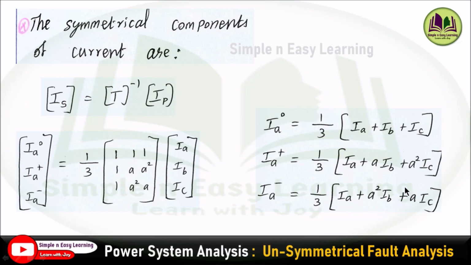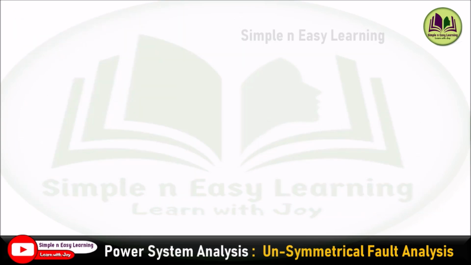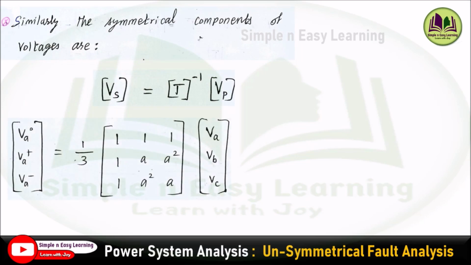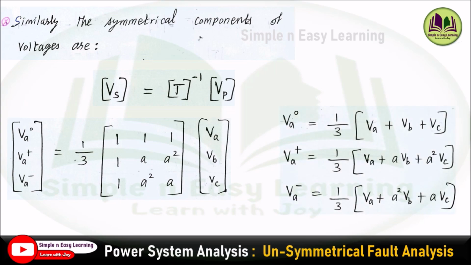In a similar way, you can find the symmetrical component of voltage. Just replacing the current by voltage, Vs equals T inverse into Vp, and you will be getting this answer: Va naught, Va plus, Va minus equal to the T inverse matrix into Va, Vb and Vc. Expanding this matrix, you will be getting Va naught, Va plus and Va minus. This is your symmetrical component of voltage, and this is your symmetrical component transformation matrix.